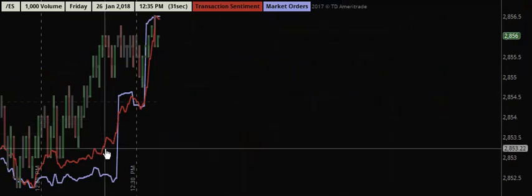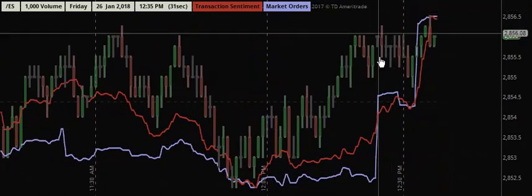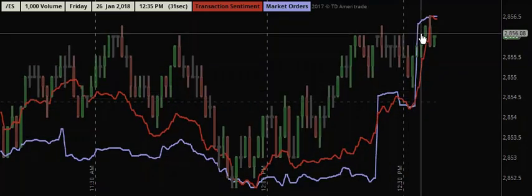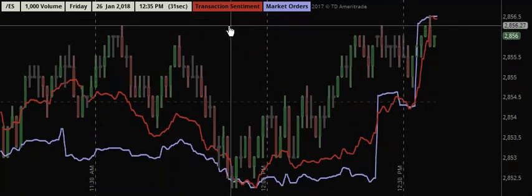So you could see as we're testing the highs here that market orders spiked up the first time, and then as it pulled back we had another spike, and the sentiment has been rising. This is a really great indication that the market wants to push through to a new high.